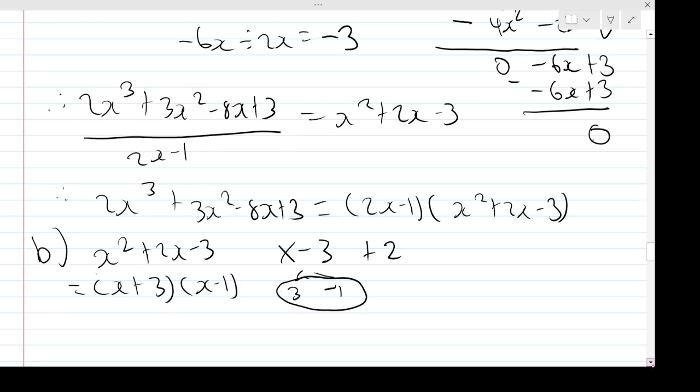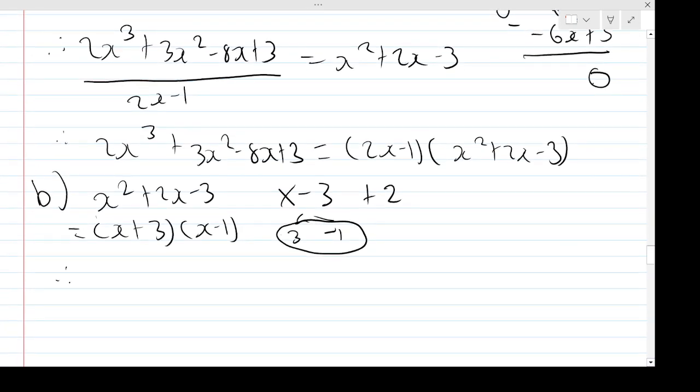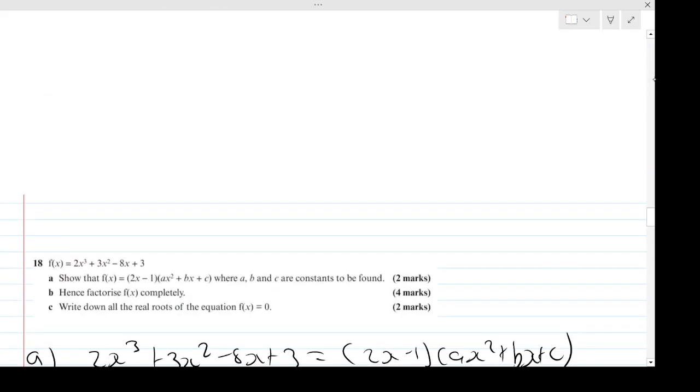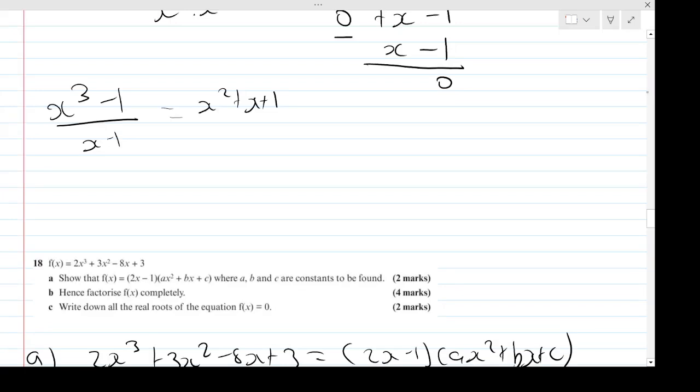So therefore we can factorise it even further to say that 2x cubed plus 3x squared minus 8x plus 3 is indeed 2x minus 1 there, and this quadratic part factorised even further to x plus 3, x minus 1. There we are. Cool. Then part C says, write down all the real roots to the equation f of x is 0.